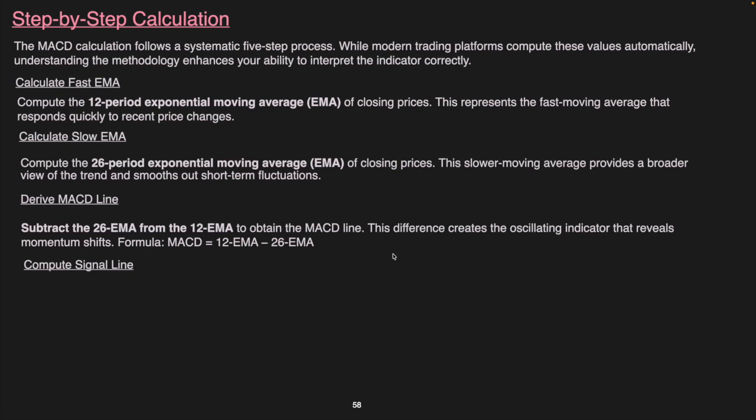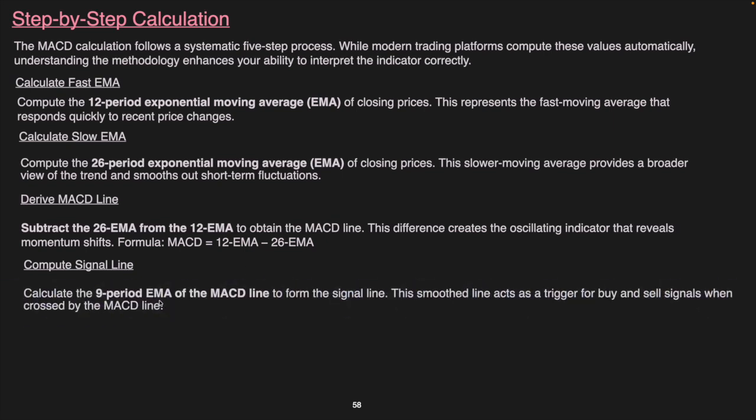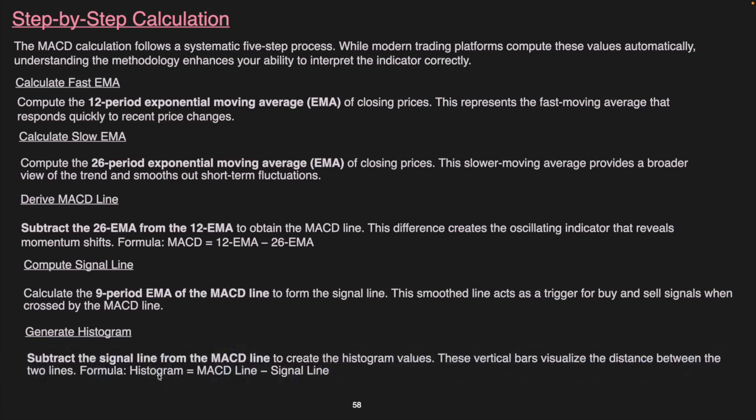Then you compute a signal line. How do we compute a signal line? To compute a signal line, you should have a minimum of 9 values of the MACD, so that the 10th value will be the exponential moving average of the signal line. That's what is mentioned here. And you then generate the histogram. What is the histogram? Histogram is nothing but the difference between the MACD value and the 9 period exponential moving average value of the signal. So histogram will be MACD line minus the signal line.